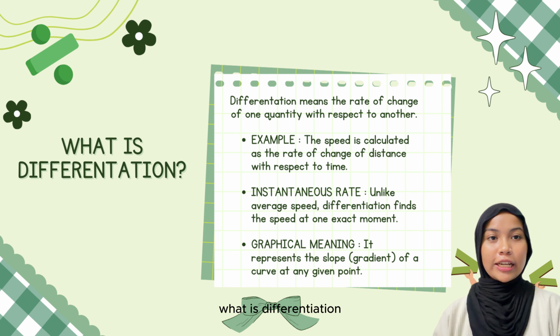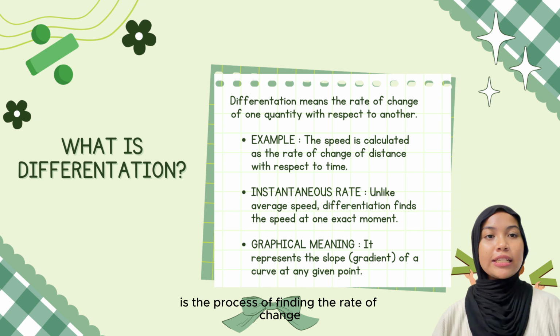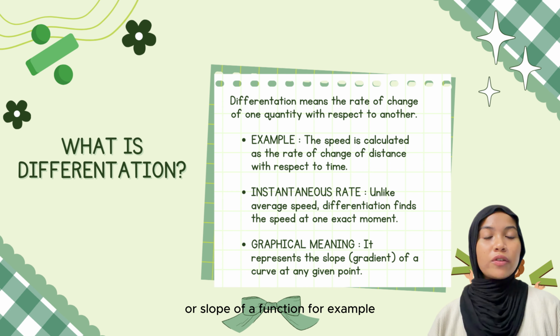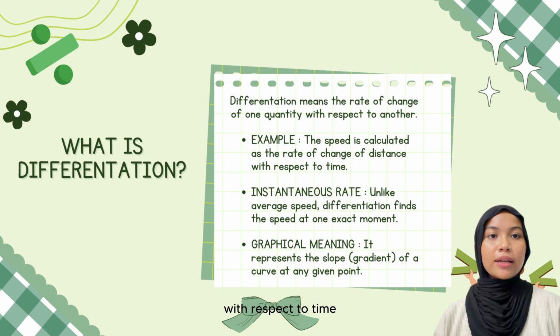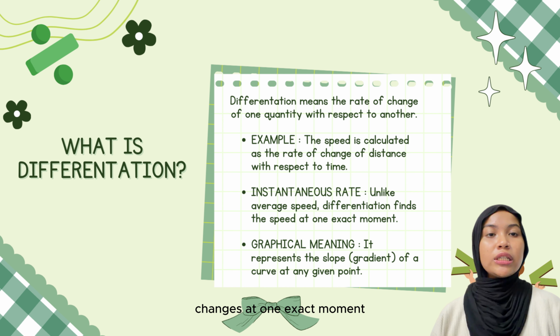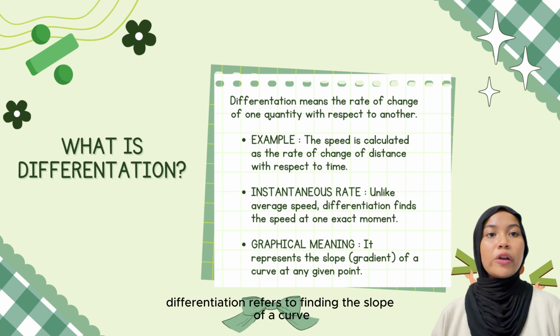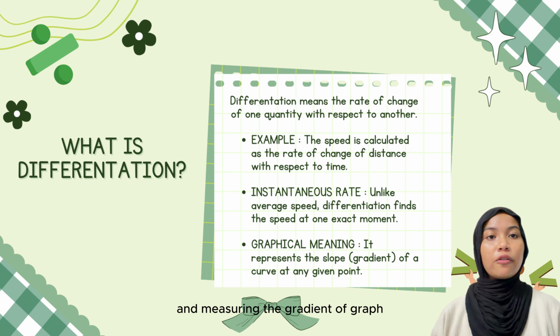What is differentiation? Differentiation is the process of finding the rate of change or slope of a function. For example, velocity is the rate of change of displacement with respect to time. Instantaneous rate is the rate at which something changes at one exact moment. Graphically, differentiation refers to finding the slope of a curve at one specific point and measuring the gradient of the graph.